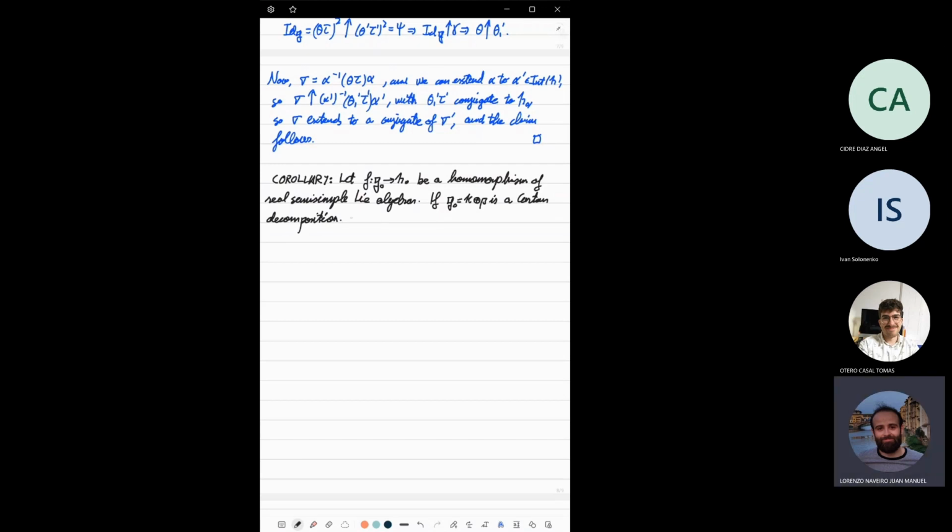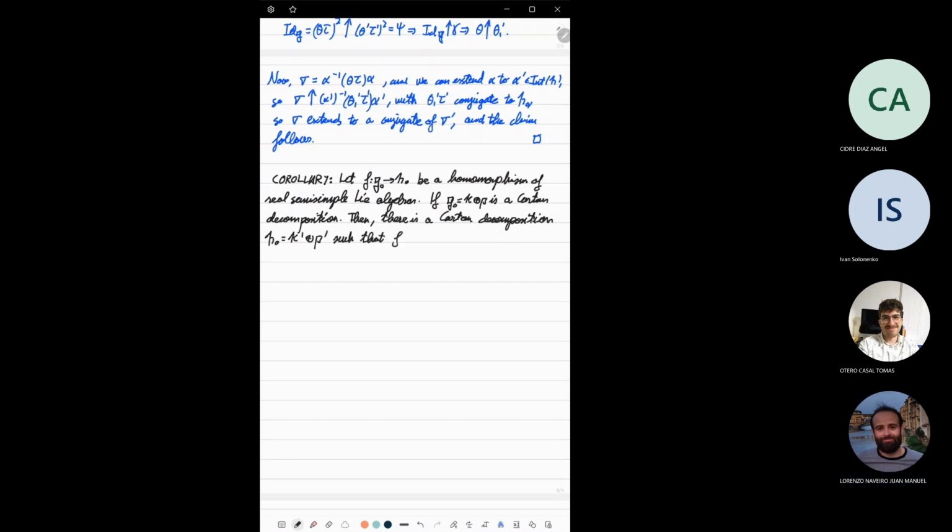So more precisely, there is a Cartan decomposition of H0. So say H0 is equal to K prime plus P prime, such that F of K lies in K prime and F of P lies in P prime.